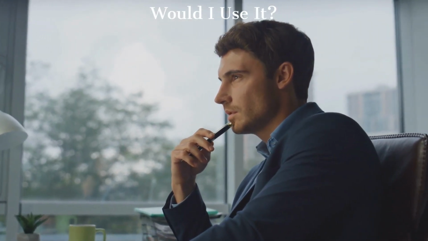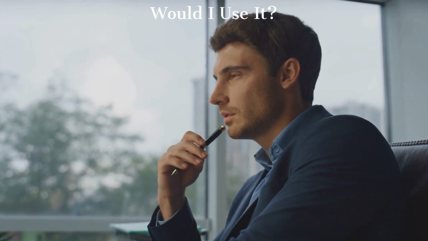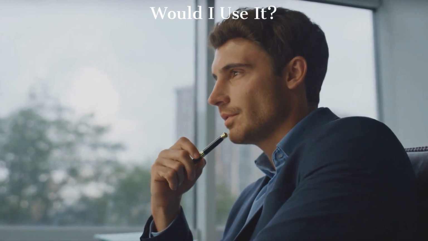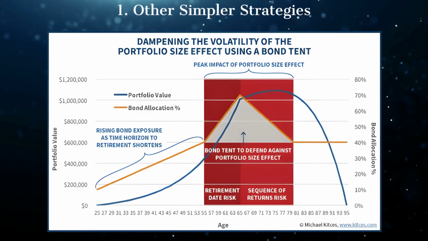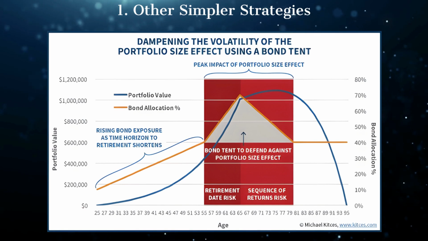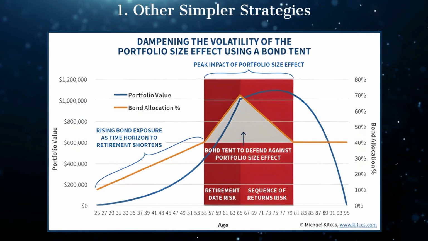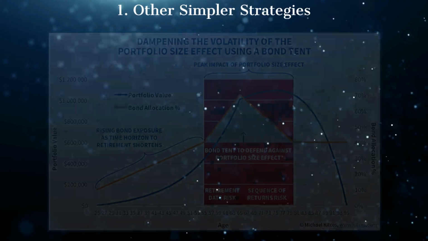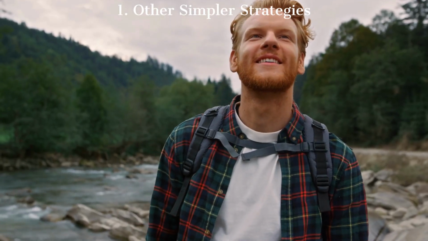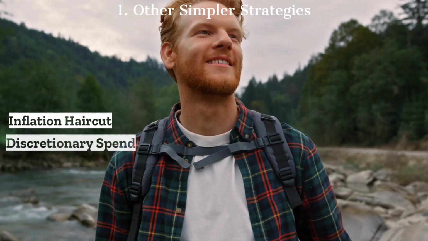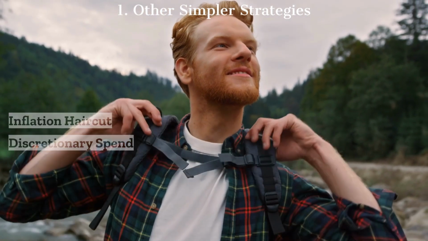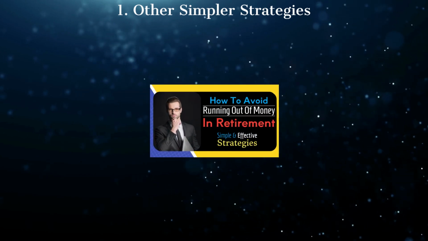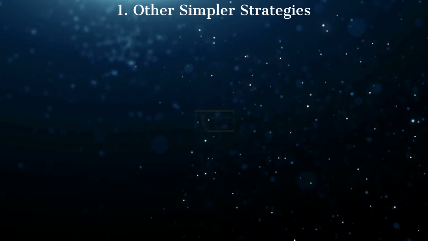Let's wrap this up. Would I use the rising equity glide path personally? Probably not, and here's why. While it's a solid strategy that addresses sequence of returns risk, just set aside a portion of your portfolio in less volatile assets. It's not the only solution. There are simple, highly effective strategies like inflation haircuts and cutting discretionary expenses that work just as well. I cover these and other approaches in a separate video, which I'll link in the description.